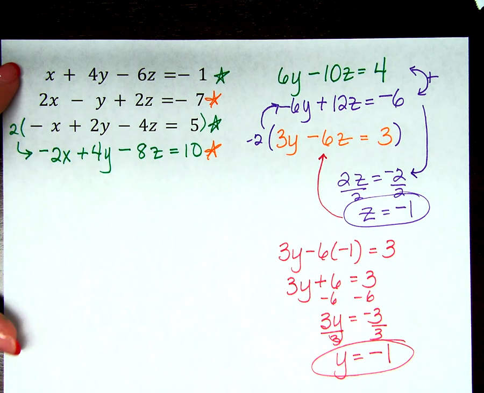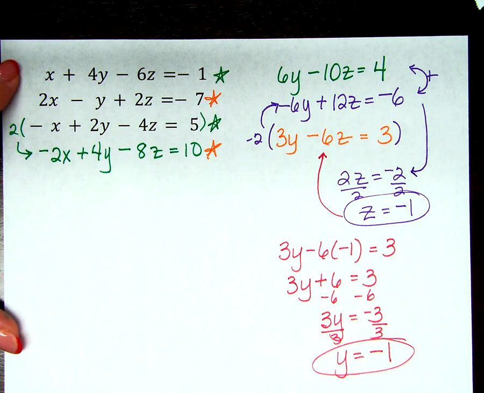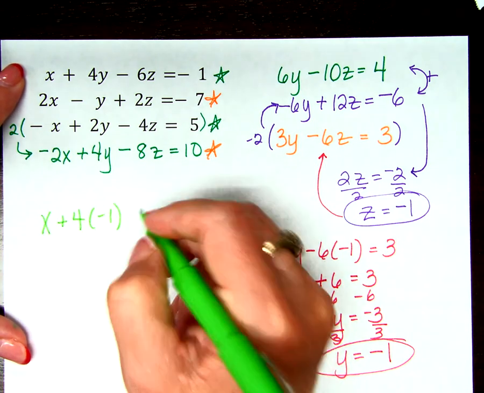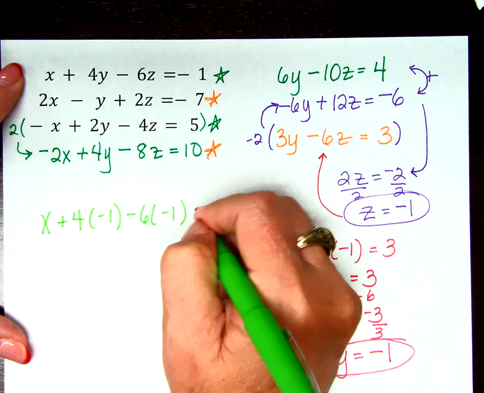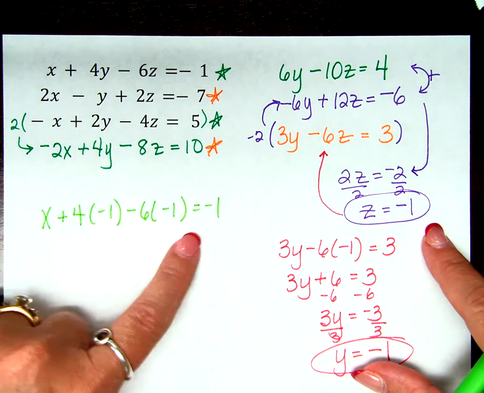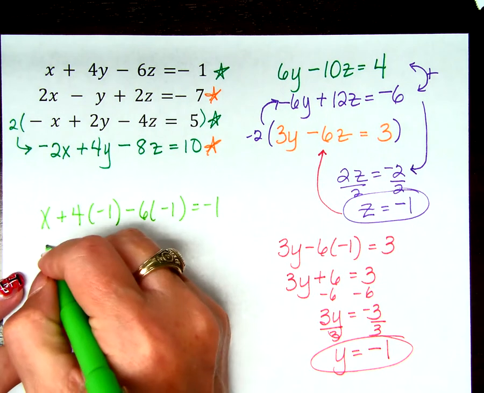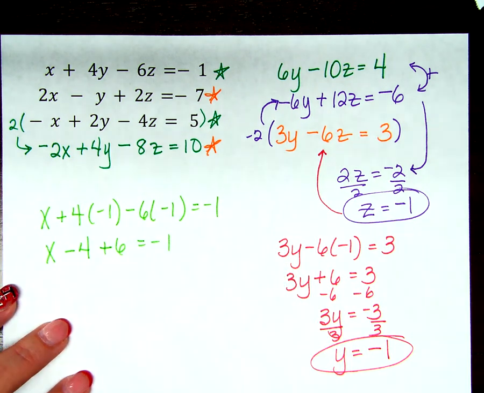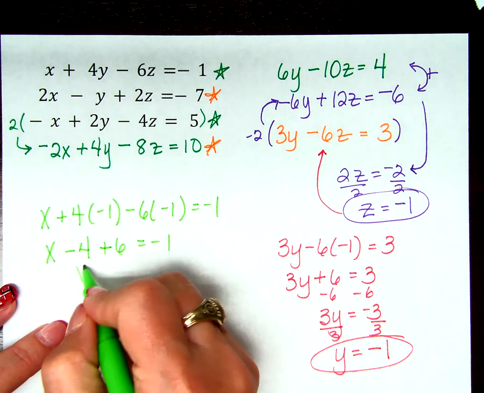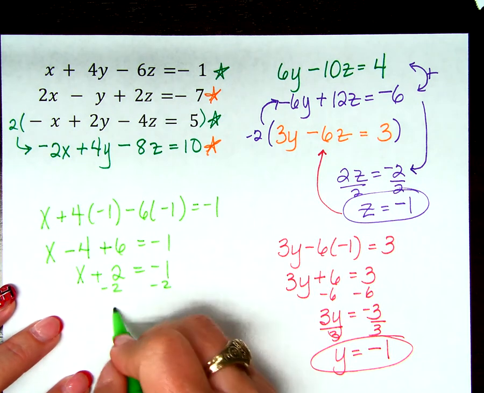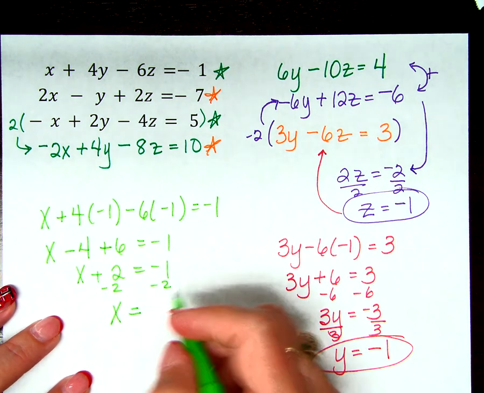Oh, the top one. Why the top one? X is already by itself. Could I choose the second or the third? Absolutely, but I'm choosing the top. X plus 4 times negative 1 minus 6 times negative 1 equals negative 1. Because both y and z we solved for and found were negative 1s. Okay? So x minus 4 plus 6 equals negative 1. X plus 2 equals negative 1. X equals negative 3.